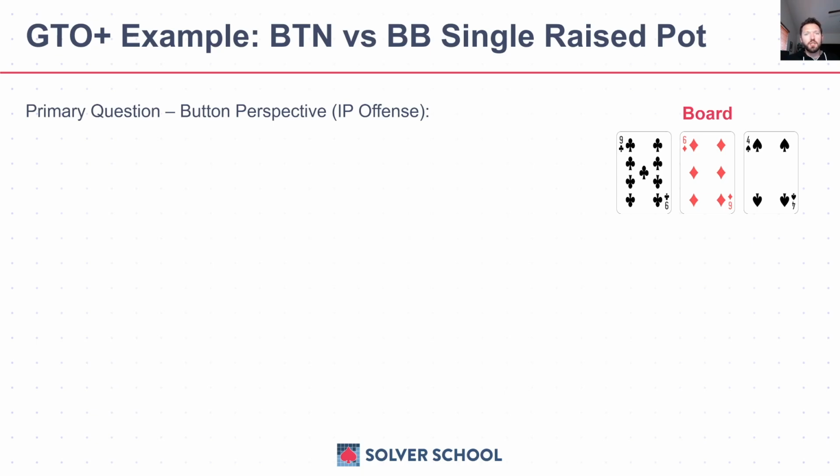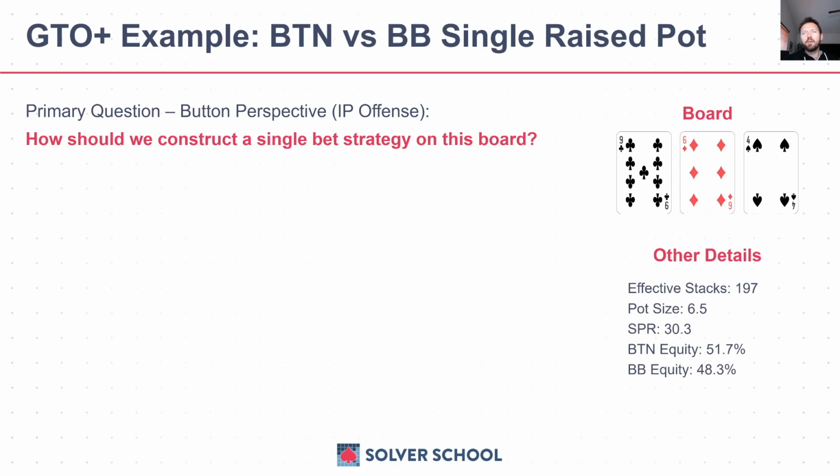Our primary question here from the button perspective, as the in-position offensive player, is how should we be constructing a single bet continuation bet strategy on this board. Now we have some other details which will show on the pots; this is going to be modeling a 200 big blind game.